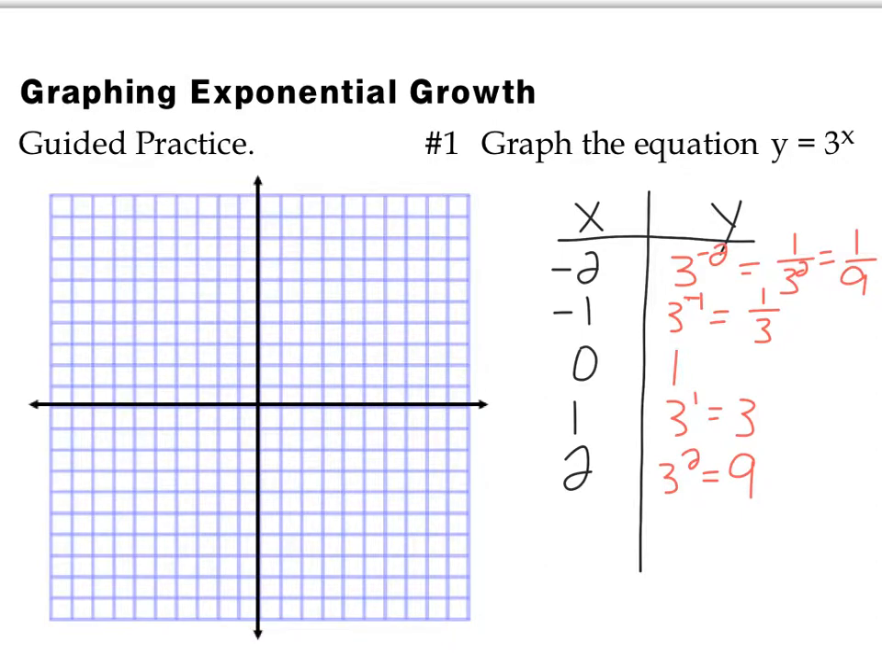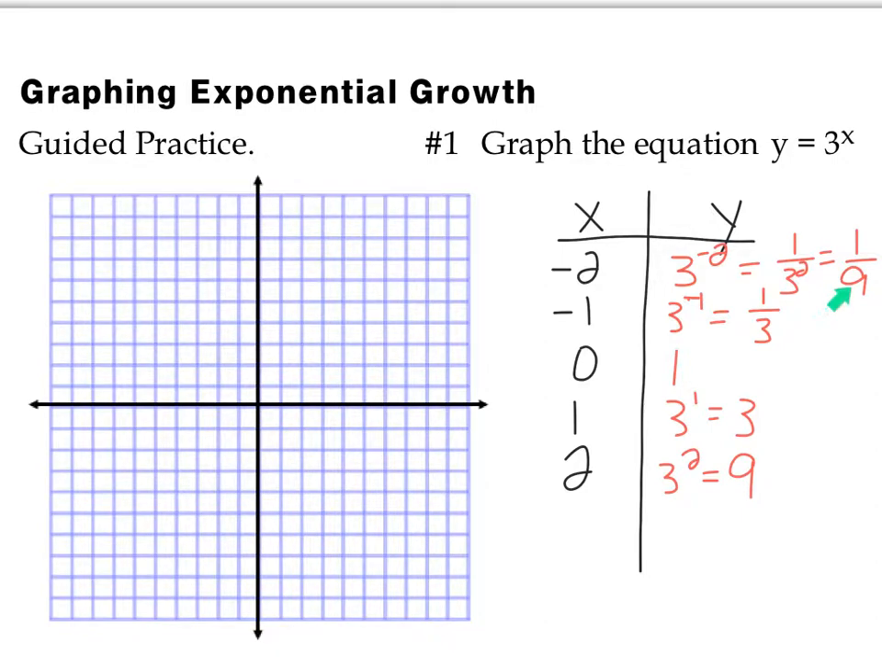So those are some values that we could now plot on our graph and draw the graph through them. You may be wondering about the a value. There's nothing in front of the 3 to the x, so it is a 1. This is 1 times 3 to the x. The a value is the y-intercept. Again, x value of 0, you get the a value, y-intercept of 1. So this has an a value of 1, a b value of 3.